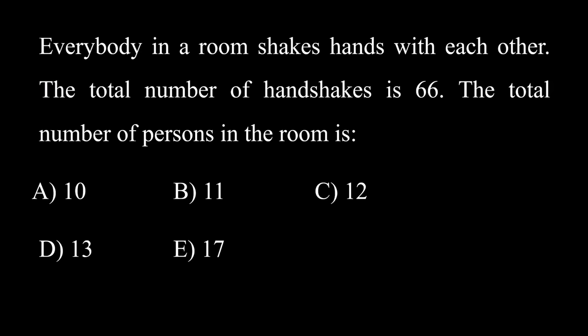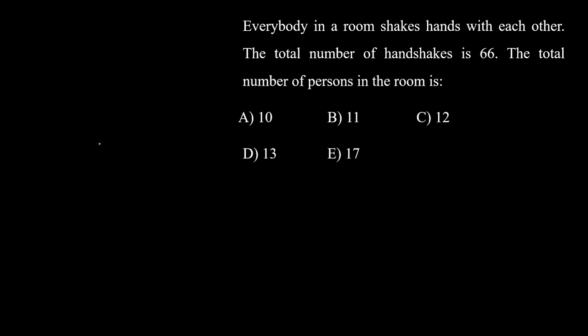One pair: A gives to B or B gives to A. Anybody can take the lead and give the handshake, one time, that's it. So A to B or B to A is considered one handshake only. So automatically it's a combination. Order is not important. So two people are required for one handshake. nC2 is equal to 66.